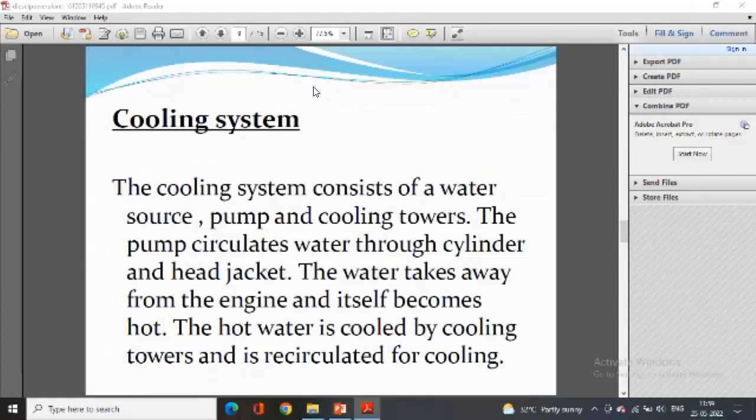Because in the cylinder and head jacket the temperature is very high, to reduce the temperature level, the water is circulated through it. The water takes heat away from the engine and itself becomes hot. Because the temperature in the diesel engine is very high, the water coming from the engine is very hot. To cool down this water, we pass it through the cooling tower and recirculate it.